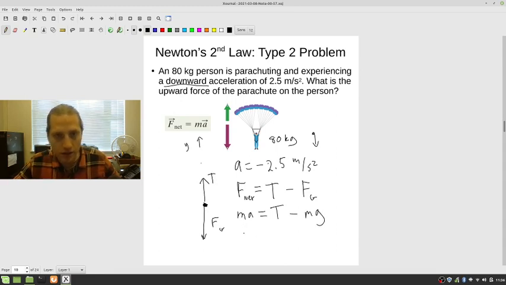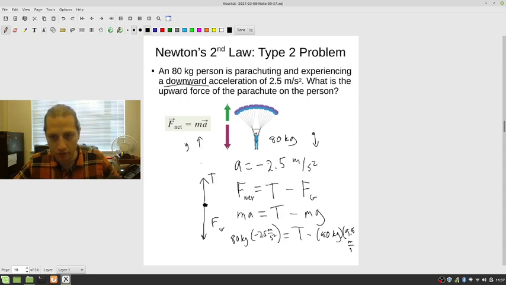So in this case, your 80 kilograms times minus 2.5 meters per second squared, kilograms meters per second squared, that's a Newton, equals T minus 80 kilograms times 9.8 meters per second squared. Okay? And so to solve this, you just add 80 times 9.8 to both sides, and that gives you your T in units of newtons.